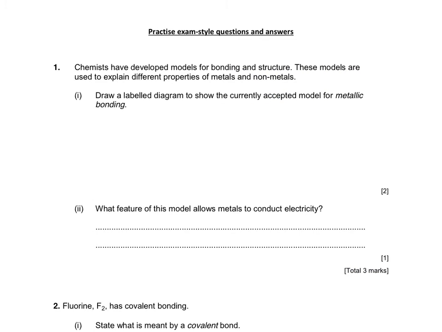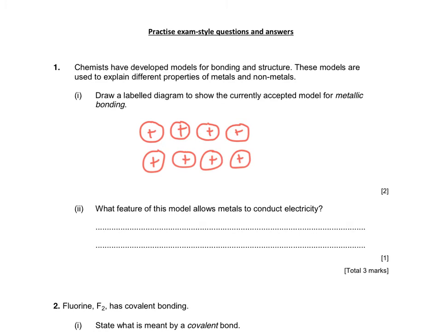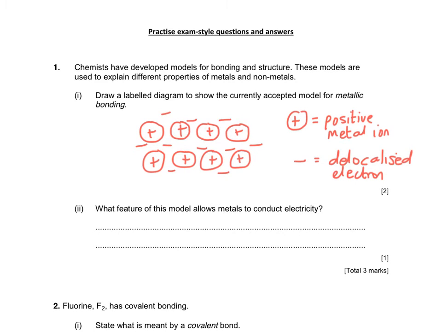So let's have a look at some practice exam questions and see how you can put some of these ideas into your answers. So it asks me to draw a diagram to show the currently accepted model for metallic bonding. Now, obviously that one isn't complete. I've just drawn in the positively charged metal ions. It doesn't tell me which metal it's for, so I'm just going to put a single positive charge. I'm now going to add in my electrons, just at random, in amongst the positively charged ions. And I've put in a key to tell the examiner that I know what each of those things I've drawn actually means.